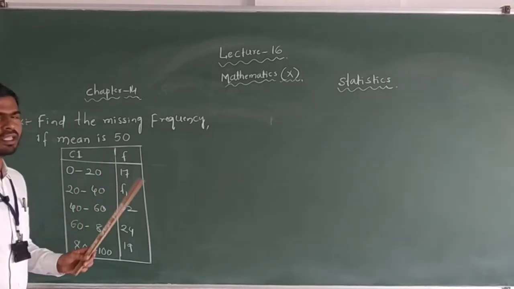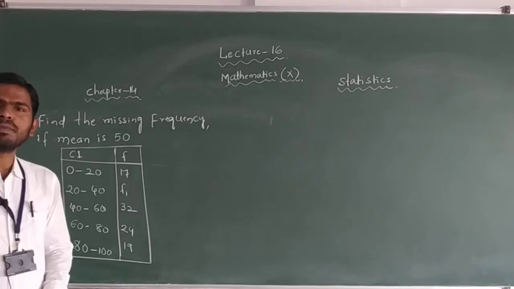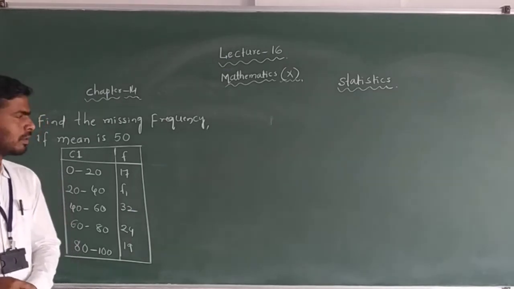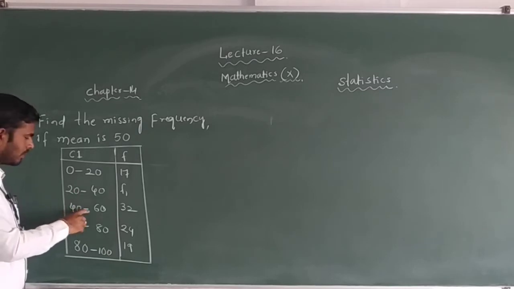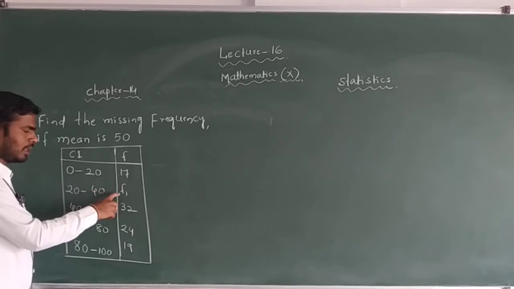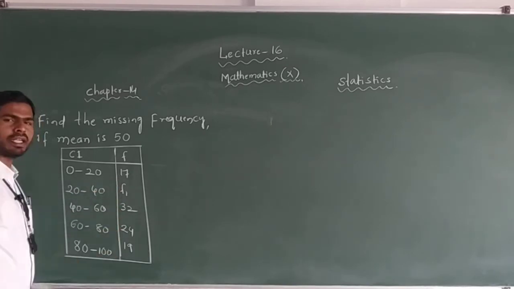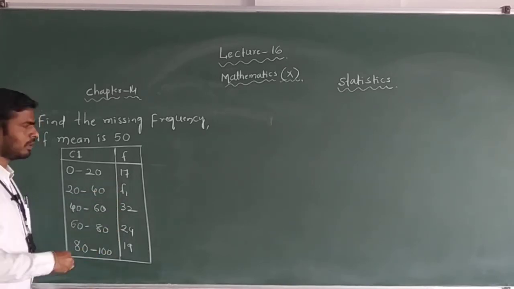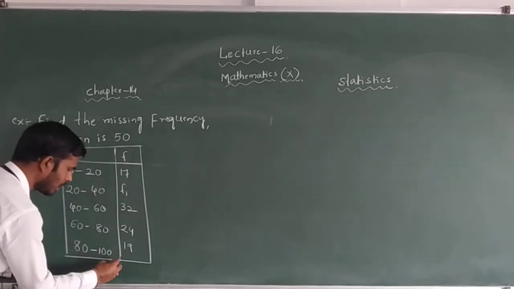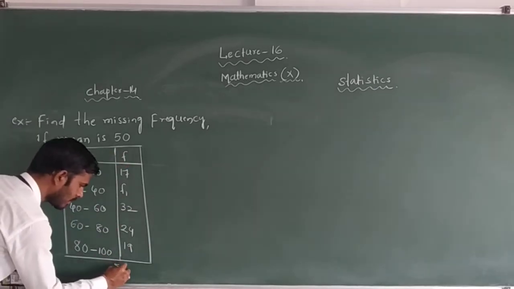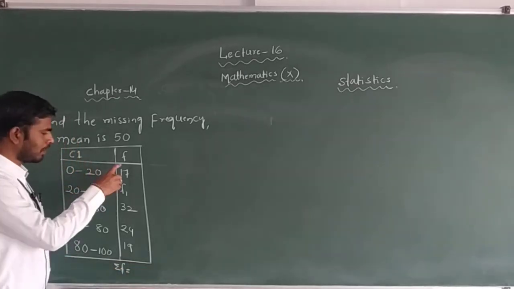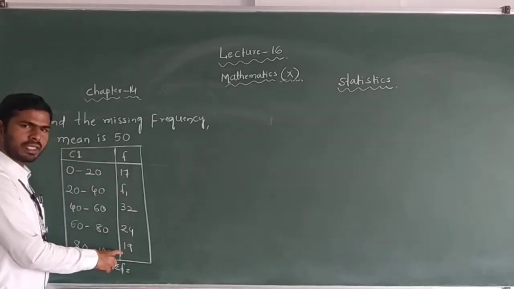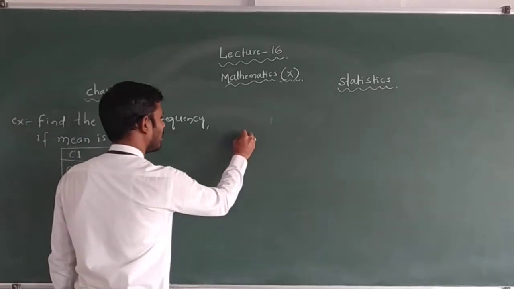You can find the mean by the direct method, assumed mean method or step deviation method. The class intervals are 0 to 20, 20 to 40, 40 to 60, 60 to 80, 80 to 100. Frequencies are 17, F1, 32, 24, 19. You have to find F1. First you have to add sigma f, equal to 17 plus 32 plus 24 plus 19.